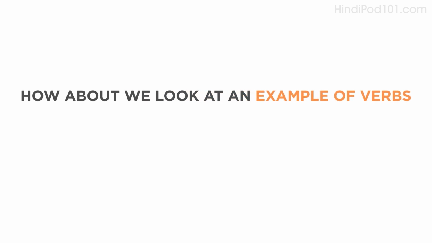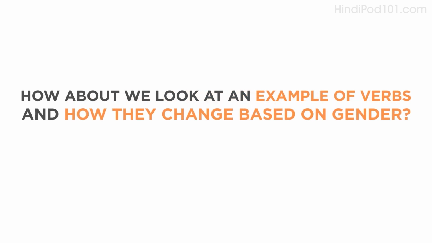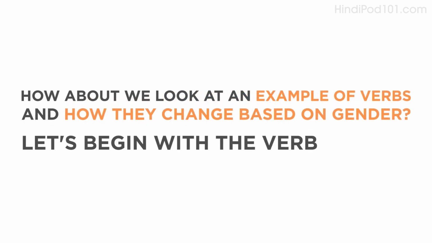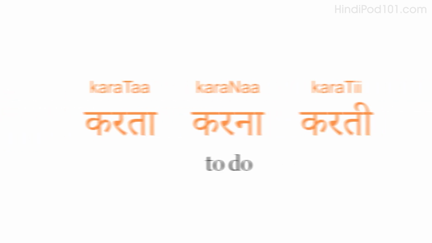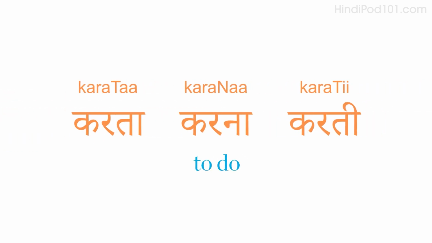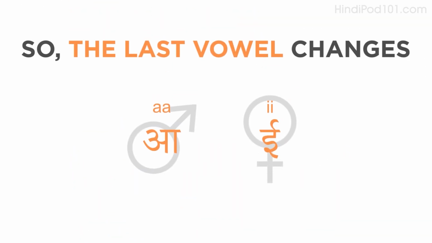How about we look at an example of verbs and how they change based on gender? Let's begin with the verb to do. Sure. In Hindi, to do is karna. If you are female, you would say karti. And if you are male, you would say karta. So, the last vowel changes. It is E for females and A for males.